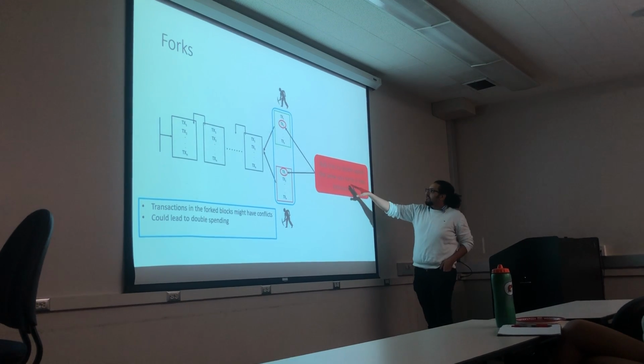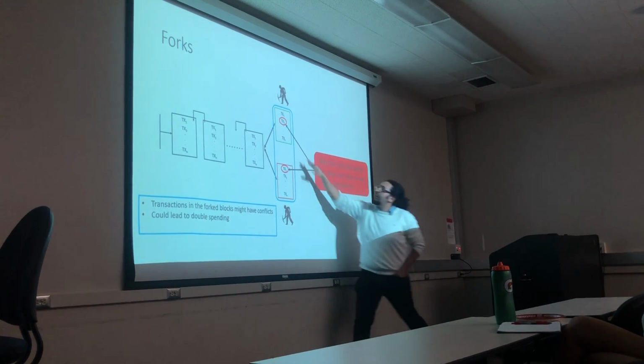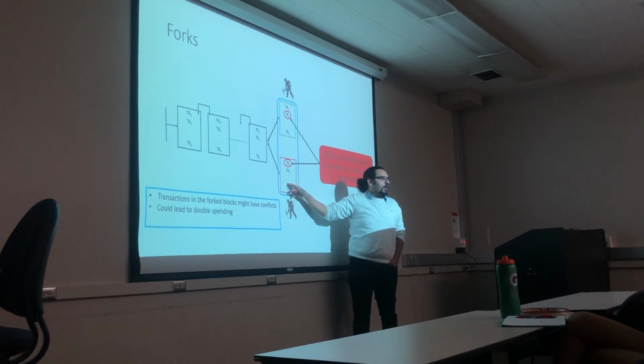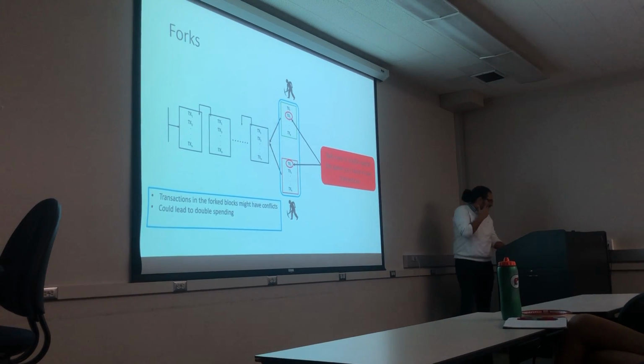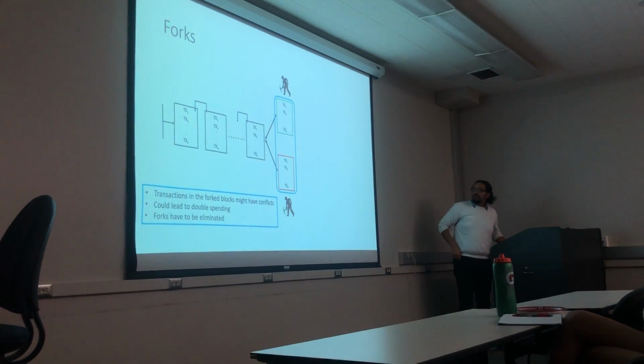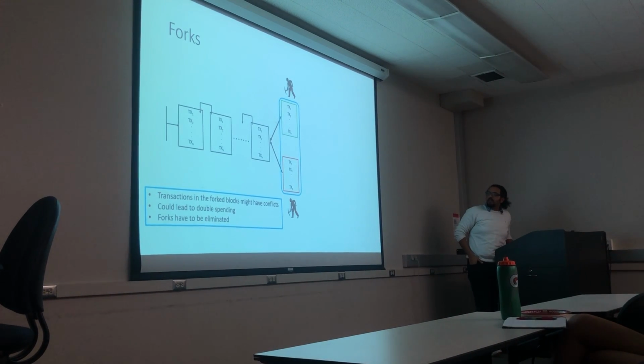Bob tries to double spend the same coin twice in two transactions. One in this block and one in that block. Okay? So this must be prevented. So how would we prevent that? So here is what happens. Forks have to be eliminated, they are bad.